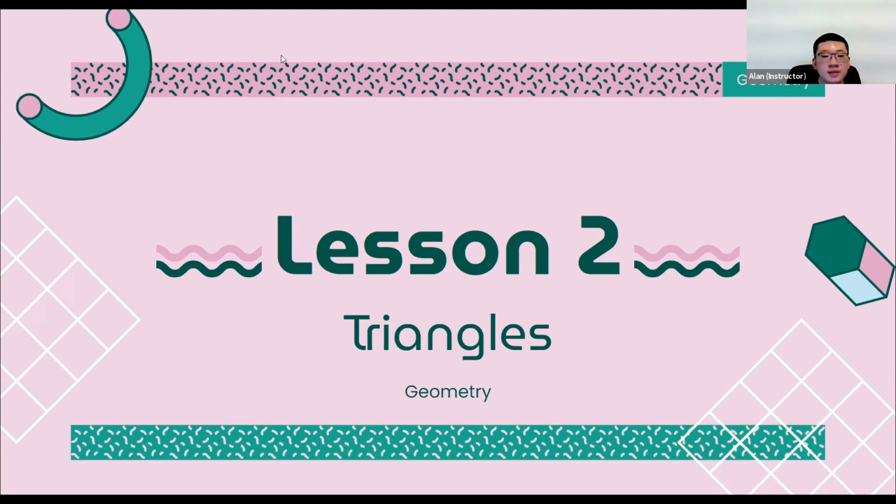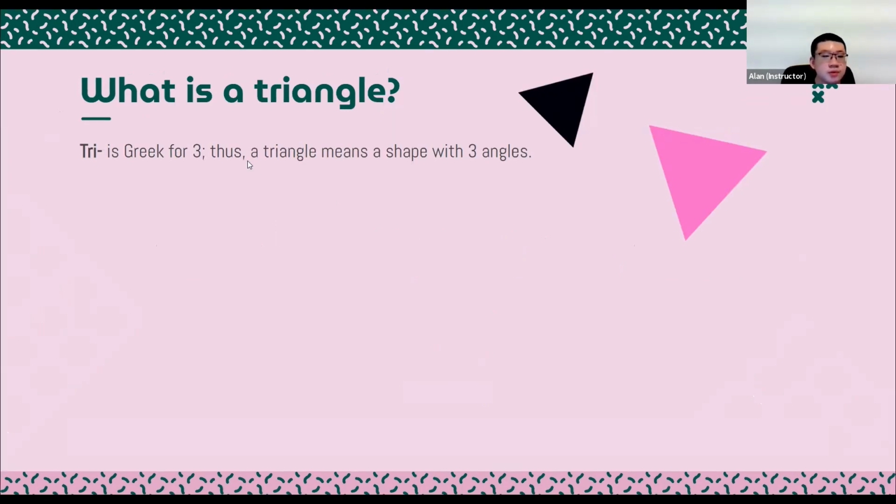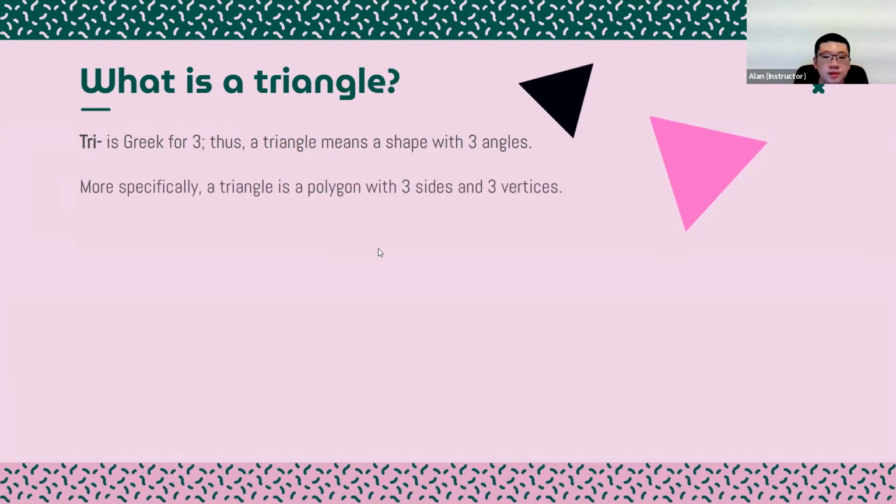So today's lesson, the second lesson of this class, is going to be on triangles. You may be asking, what is a triangle? The Greek prefix tri means three. So a triangle means a shape with three angles. More specifically, a triangle is a polygon with three sides and three vertices.